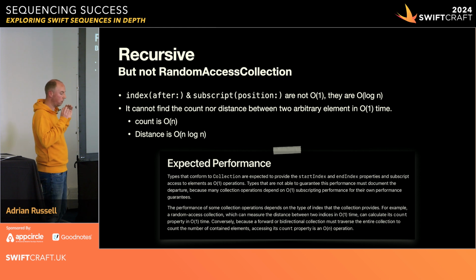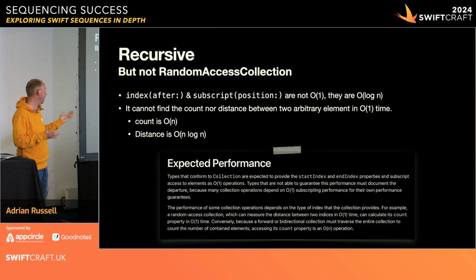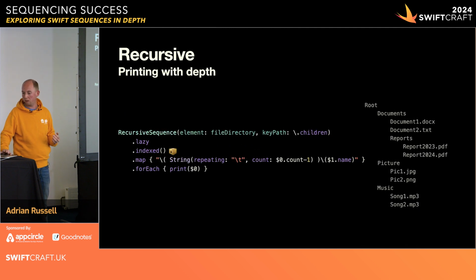So although we get all those lovely benefits, we can't guarantee that because it's not random access collection. So we document that in our documentation, saying that it has this performance limitation, but it's still a collection. It still functions in this way. And now it conforms to collection. We can go slightly further.